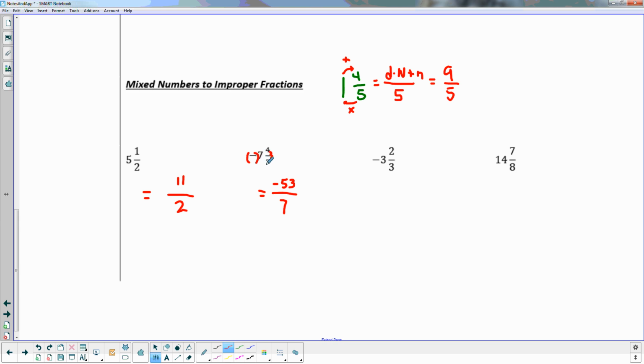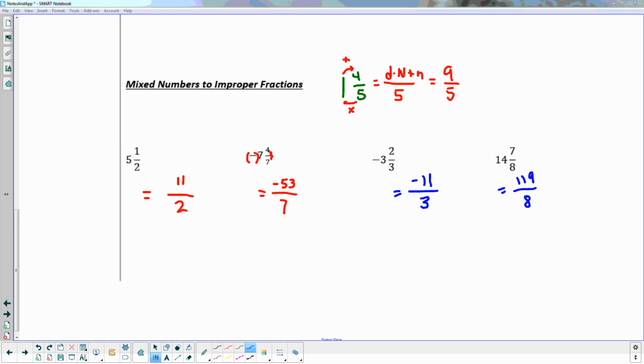So the problem that I see with students, what they do in a case like this is they'll go 7 times -7, which is negative 49, and then when they add 4, they get negative 45, and that's not the same thing as -7 and 4/7. So that's kind of where an issue comes in, and you want to make sure that you take your time and do it right. Okay. Go ahead and pause the video here and try the other two.